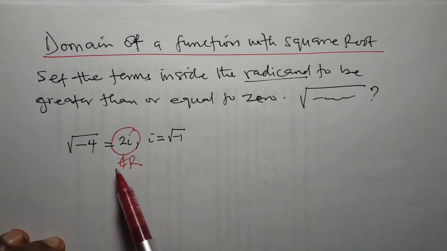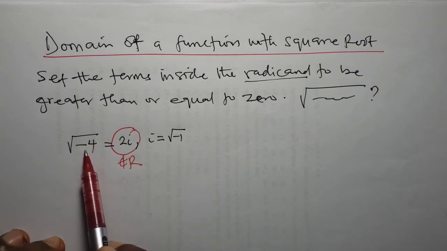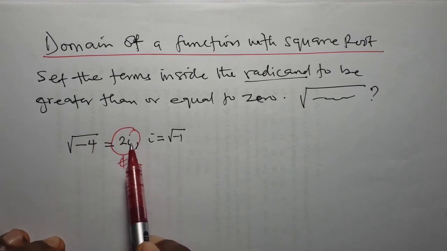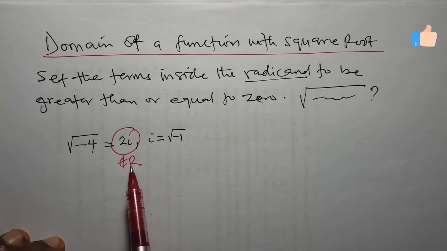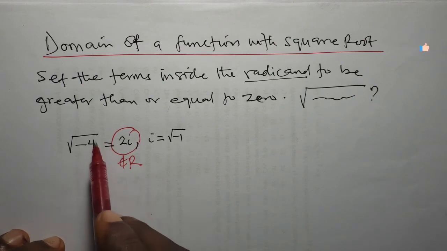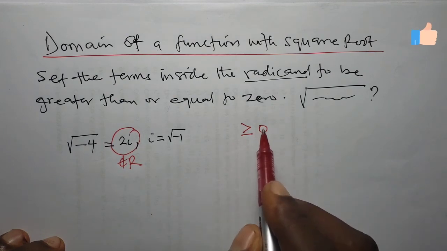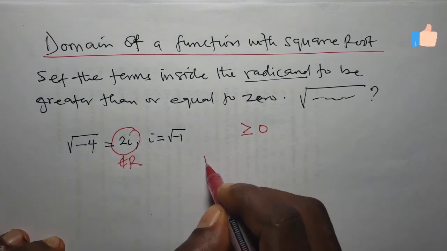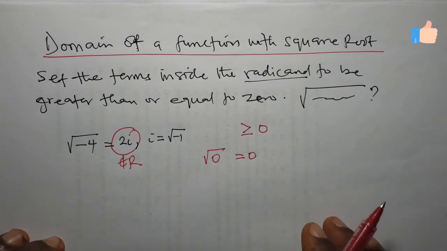But we observe here that if we have a radicand and the value inside the radicand is negative, the value that comes out becomes a complex number and not a real number. So, to guarantee that we always have a real number when we plug in some values into the radicand, we now say we have to set everything inside the radicand to be greater than or equal to 0. Why? Because if what we have in the radicand is 0, then the square root of 0 is nothing but 0. And 0 is a real number.